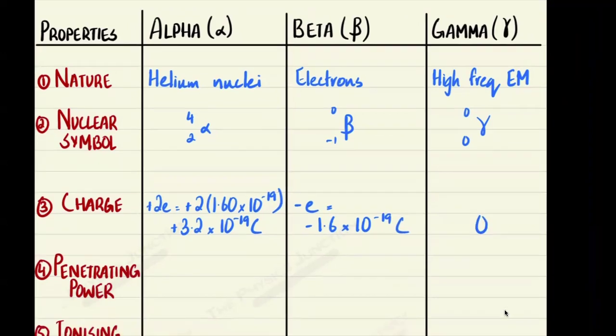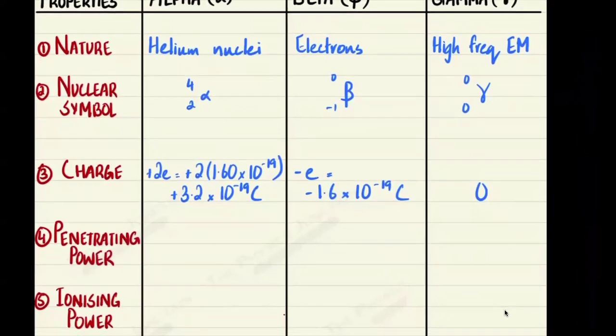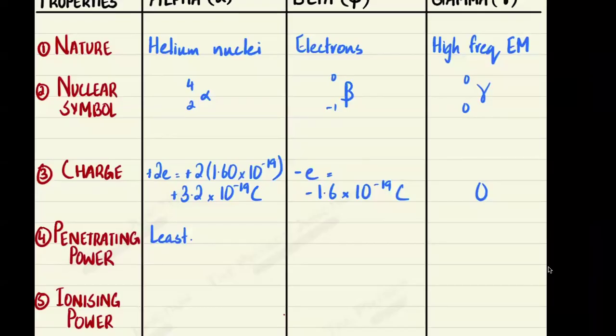Penetrating power, so penetrating power is the greatest for alpha. Sorry, not penetrating power. I thought ionizing power. So penetrating power for alpha is the least, as it can be stopped by a piece of paper.